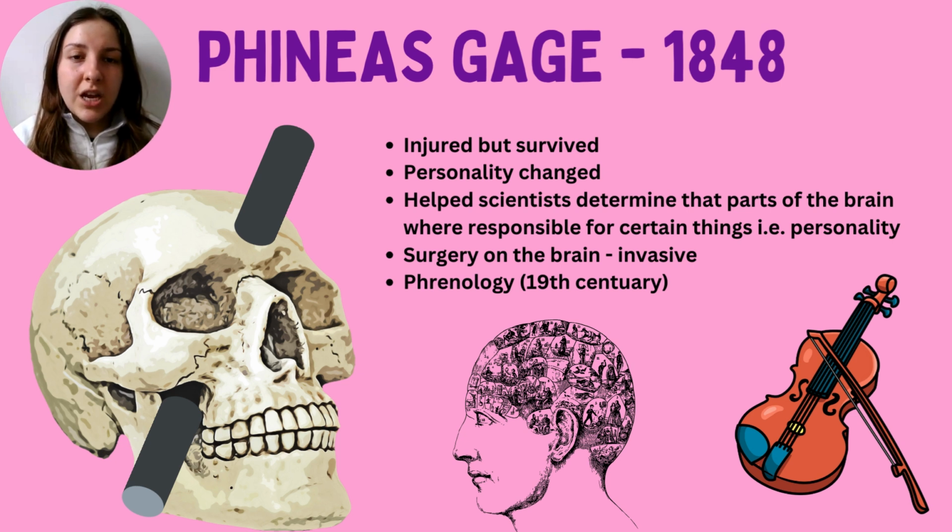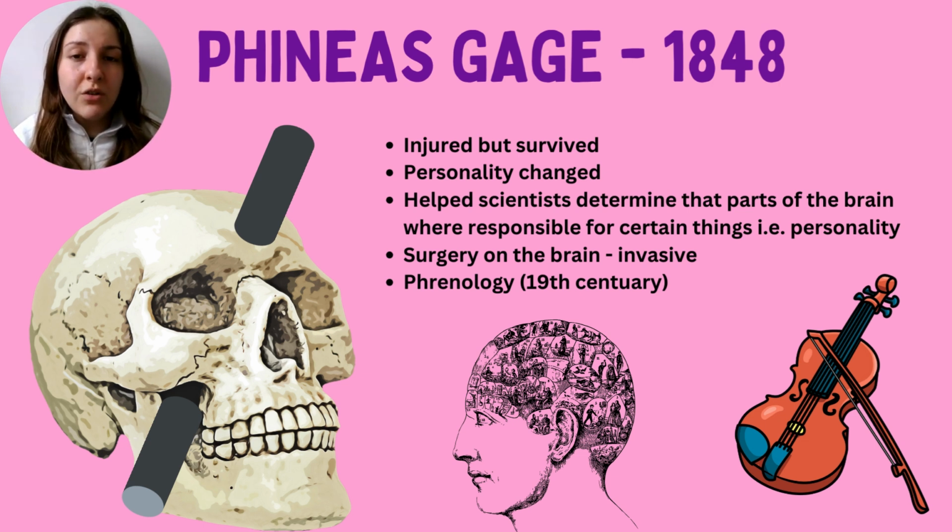His personality changed, and this is because of the front part of his brain. His cerebral cortex was damaged to the point where he started to be a bit more impulsive and acted slightly differently to how he used to before the accident. And essentially, this case helped scientists to determine that different parts of the brain were really responsible for certain things like personality.